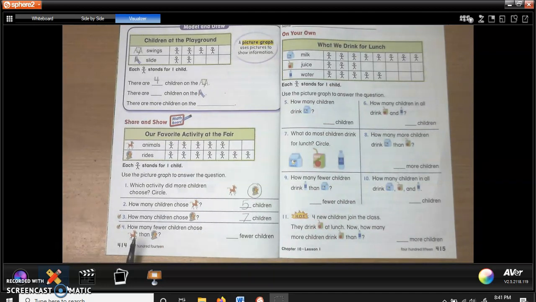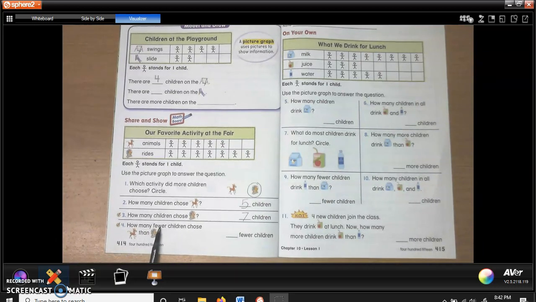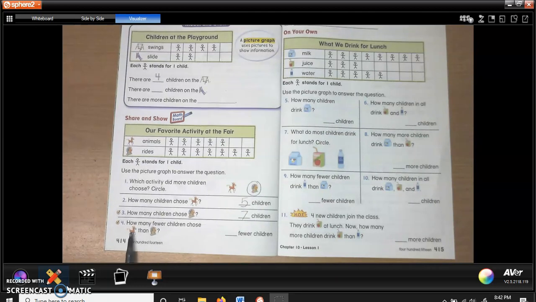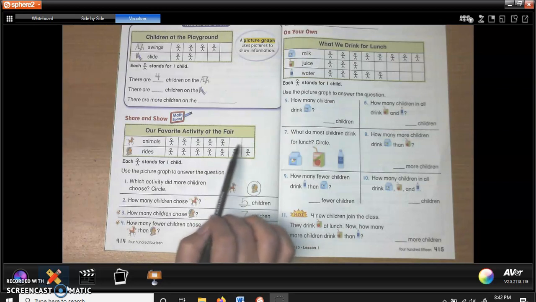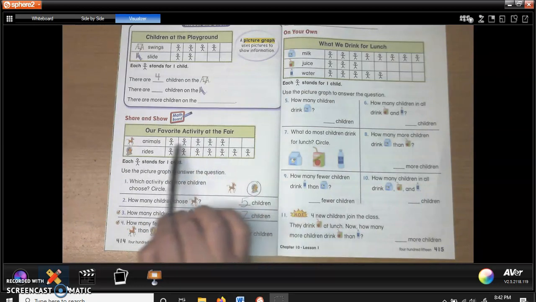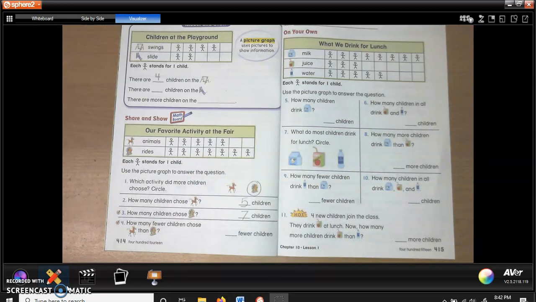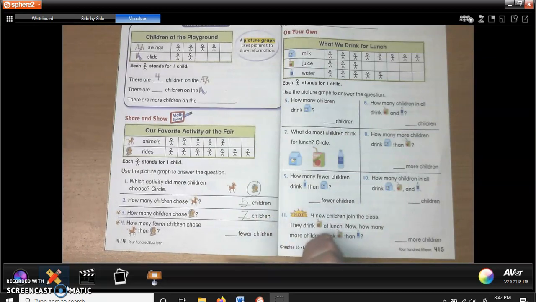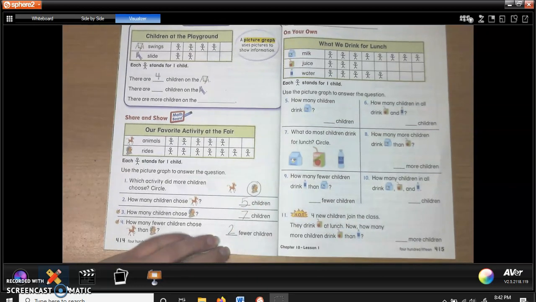Okay, here's our last question together. How many fewer children, which fewer means less, how many less children chose animals than rides? So how many less boxes are filled here than there are here? So how many empty boxes do we have on the top line? Okay, there are 2 fewer children that chose animals than chose rides. So I'm going to go ahead and just write 2 there.